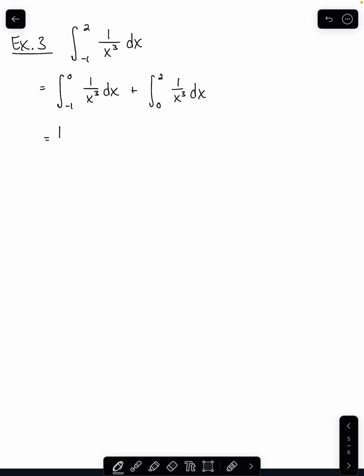And this is where our limits come in. The limit as b approaches 0 from the left of the integral from -1 to b. So we can allow that upper limit of integration to approach 0, but not actually reach it. In the case of the second integral, we would have a approaching 0 from the right, so that our lower limit of integration can approach the infinite discontinuity, but not actually reach it.